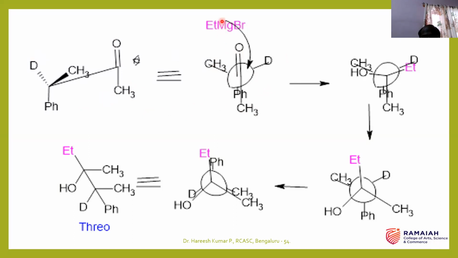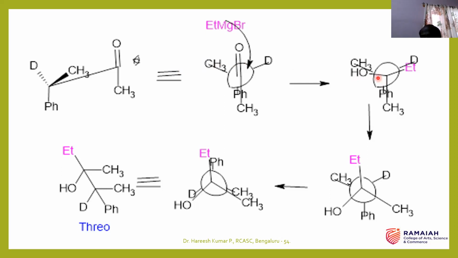But here, what is important? It is a nucleophile, ethyl magnesium bromide. It is attacking from the less hindered side. So then what you are getting? Hydroxy group here. The hydroxy group is on the left hand side, and this is the one that is octane.